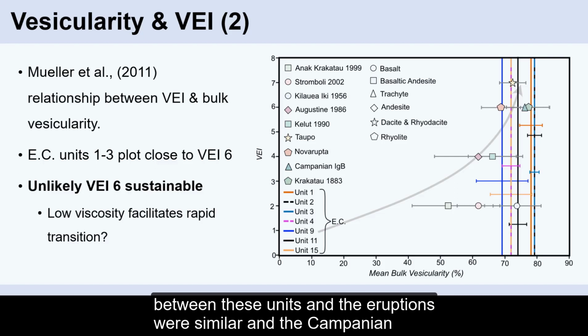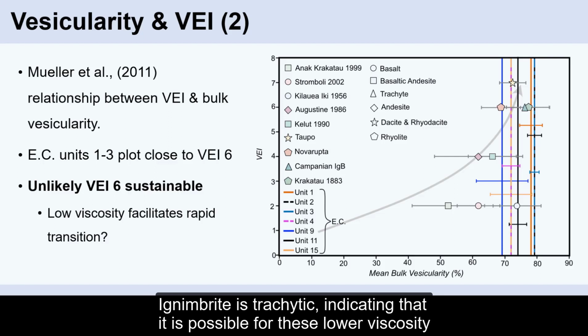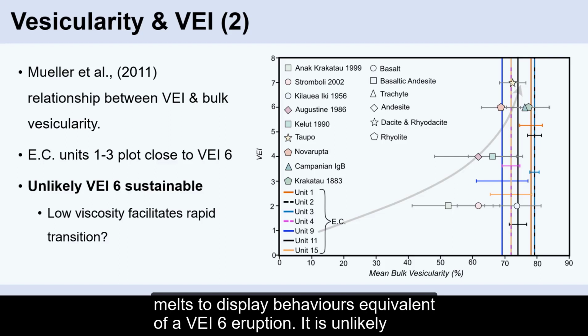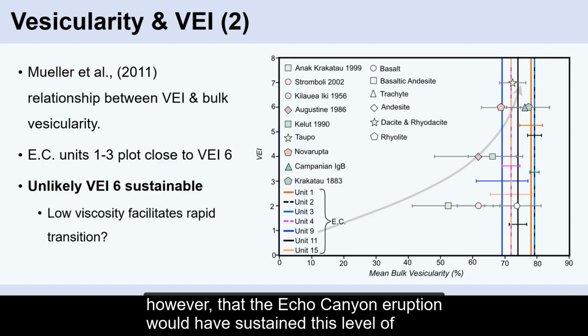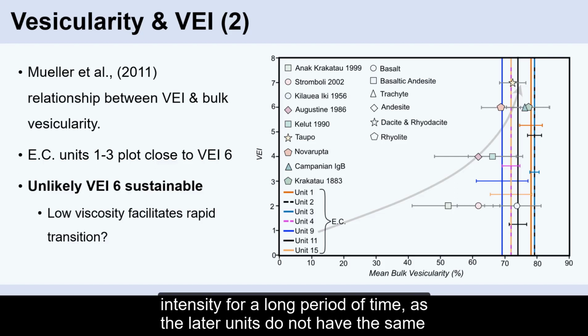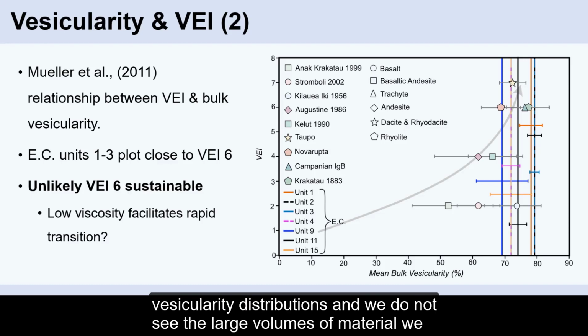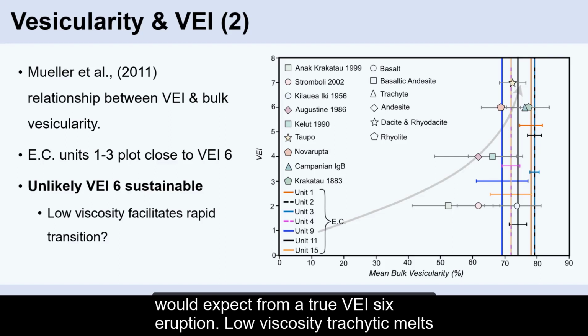Vesicularity distributions between these units and the eruptions were similar, and the Campanian ignimbrite is trachytic, indicating that it is possible for these lower viscosity melts to display behaviors equivalent to a VEI 6 eruption. It is unlikely, however, that the Echo Canyon eruption would have sustained this level of intensity for a long period of time, as the later units do not have the same vesicularity distributions and we do not see the large volumes of material we would expect from a true VEI 6 eruption.